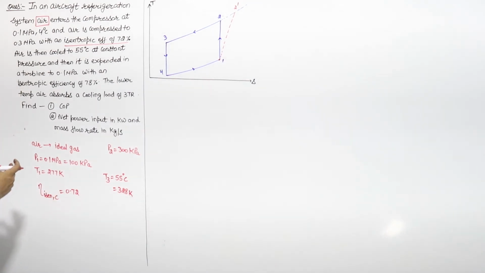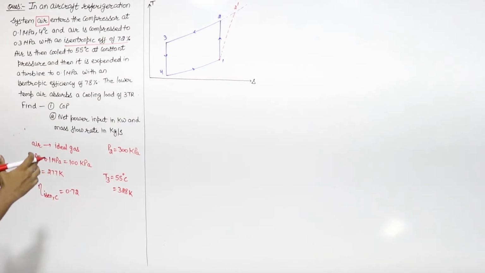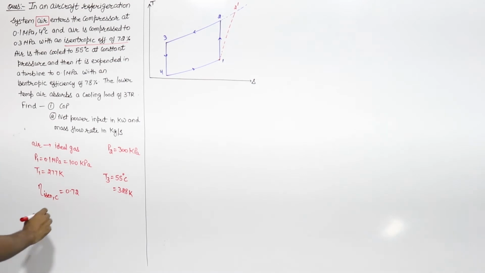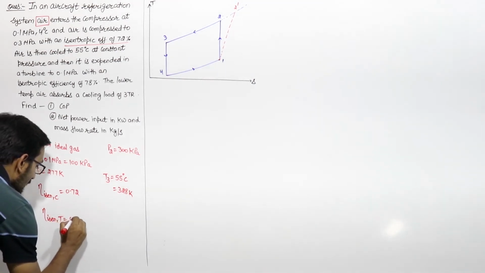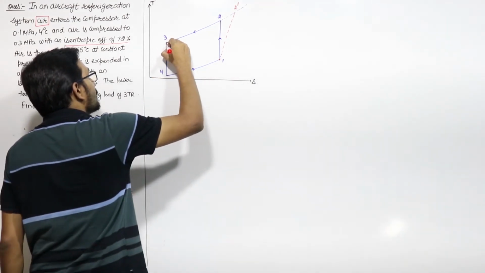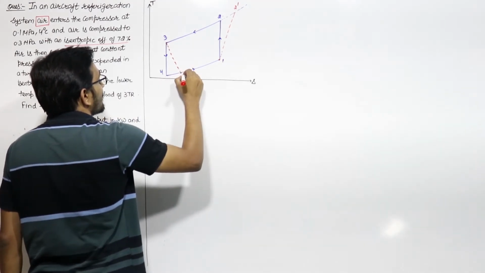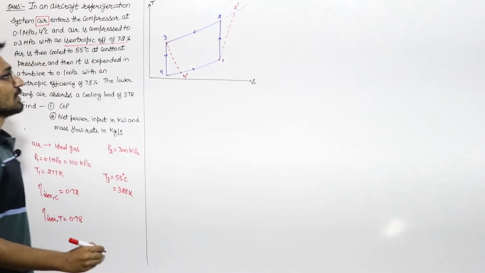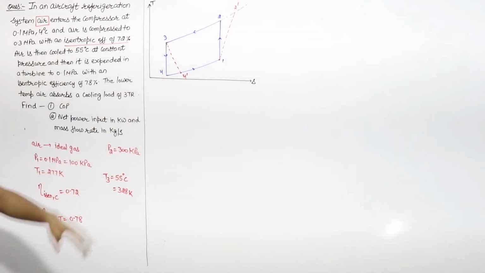And then expanded in a turbine to the pressure P1, 0.1 megapascal, with an isentropic efficiency of 78%. Isentropic efficiency of the turbine is also given, 0.78. So let us show this actual process in the turbine, irreversible adiabatic. Let us say this point is 4 dash. So the actual cycle which is working is 1, 2 dash, 3, 4 dash, right?